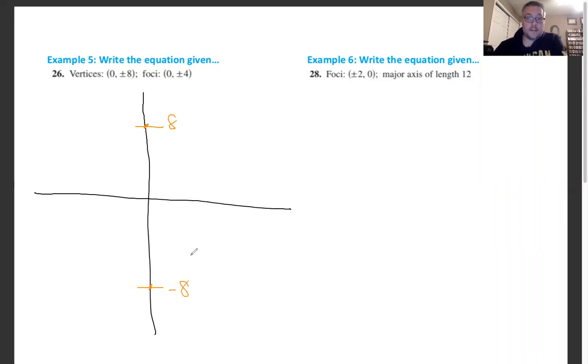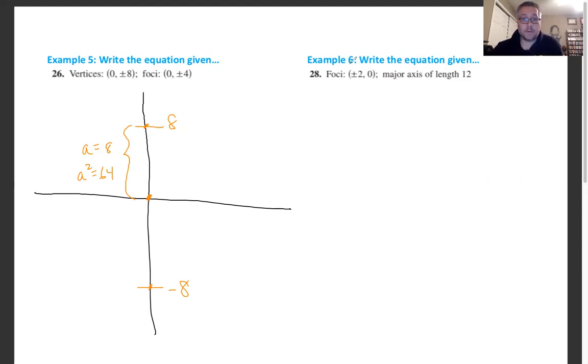Well, what good does that do? Due to the symmetry here, I know that the center must be at the origin, and this distance here, halfway through, if it's on the path of the vertices, that's your A. So our A length is 8, which implies that A squared is 64. That's important because that will be the denominator of our Y term. I know it's the Y term because it's a vertical axis.